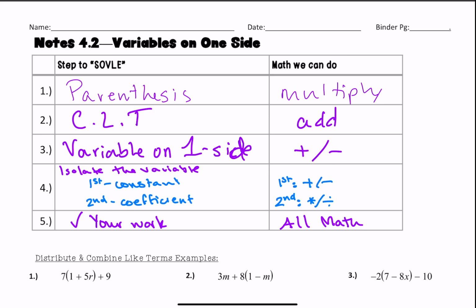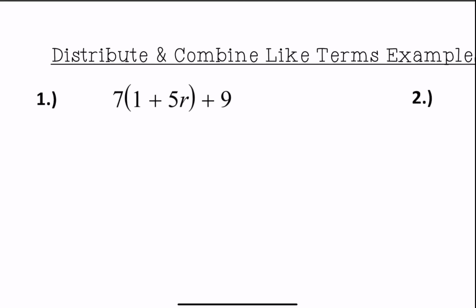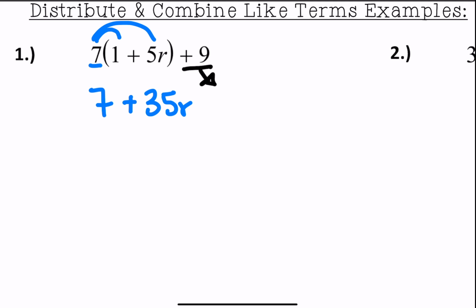Okay? So let's look at number 1. We have 7 parentheses, 1 plus 5r plus 9. So I see parentheses here. That means I'm going to distribute that 7. 7 times 1 is 7. 7 times 5r is 35r, but I can't forget my sign. Then I have to bring down this plus 9, all of it.